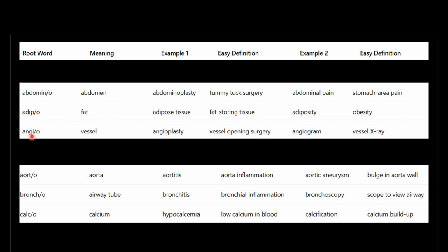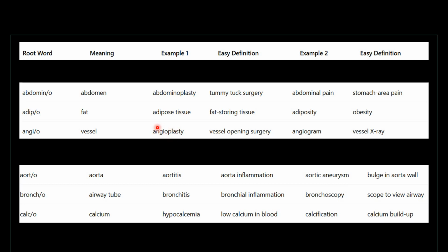Then next we have angi or angio, which denotes information related to vessels. For example, angioplasty. This is a surgery performed for vessel opening. If this kind of procedure is conducted, the entire scenario is denoted with the terminology angioplasty, where angio is the root word.